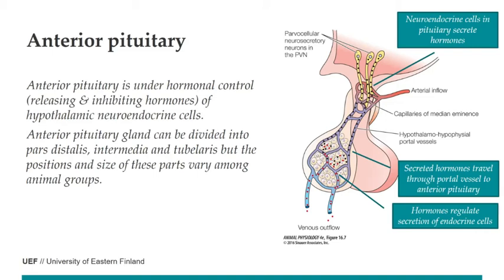And this anterior pituitary gland is quite often, in medical books, divided into different parts: pars distalis, intermedia, tuberalis. But the size and the position vary so much among the animal groups. So in comparative physiology, you don't need these. Especially because in some animal groups they don't even have all these parts.